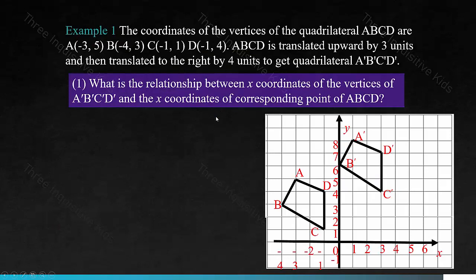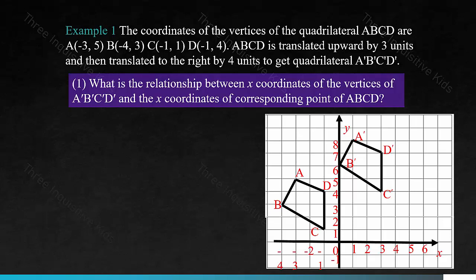Example 1. The coordinates of the vertices of the quadrilateral ABCD are A, B, C, D. ABCD is translated upward by 3 units and then translated to the right by 4 units to get quadrilateral A prime, B prime, C prime, D prime. What is the relationship between the x-coordinates of the vertices of A prime, B prime, C prime, D prime and the x-coordinates of the corresponding points on ABCD?